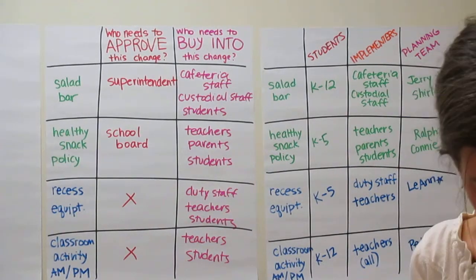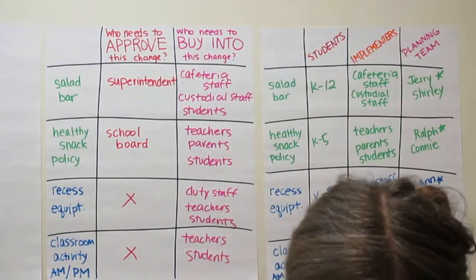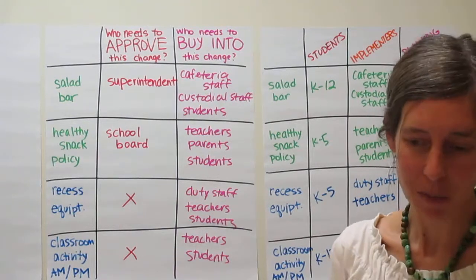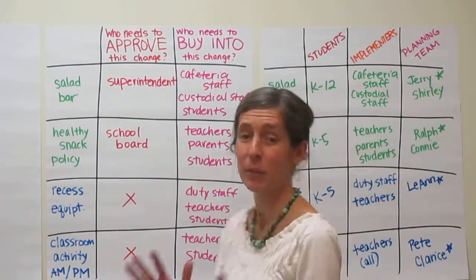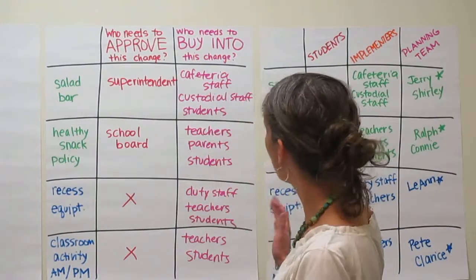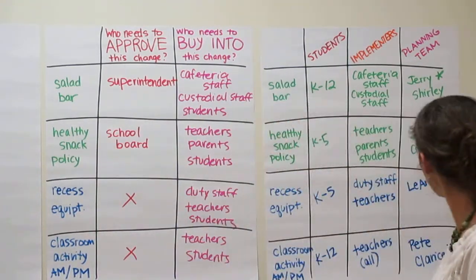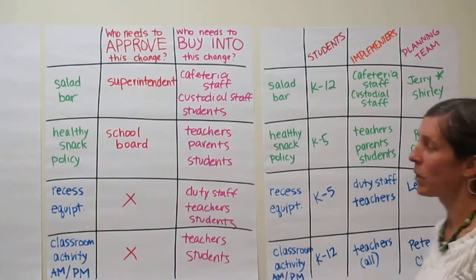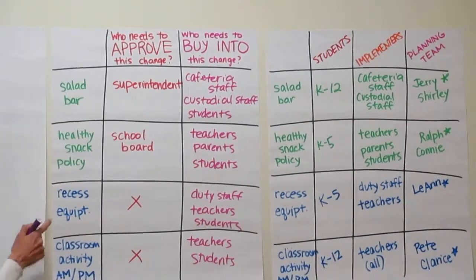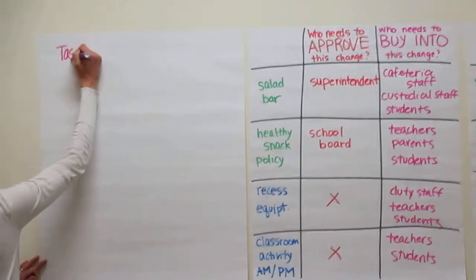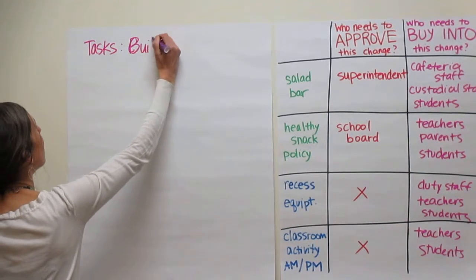So let's see, who still needs their task cards? Okay, recess equipment, you all are blue. Here are your blue index cards. And classroom activity breaks, you all are pink. So here are your pink cards. Great, everybody have a pen? Perfect. Which of these groups wants to start? Okay, Leanne, we'll start with you. Thanks for volunteering. So we're going to come up with some tasks for Leanne to get buy-in for her change. Oops, this is building buy-in.